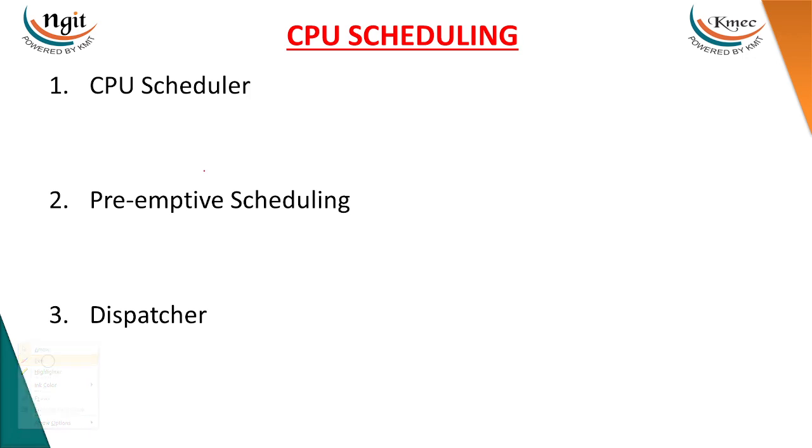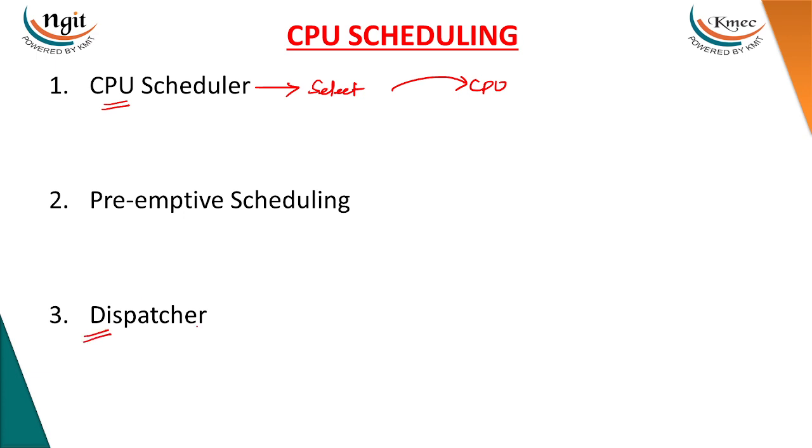The next one is the CPU scheduler. A CPU scheduler will select a process that resides in the ready queue and send it to the CPU. So it will select which process will enter the CPU next. It is called the CPU scheduler.